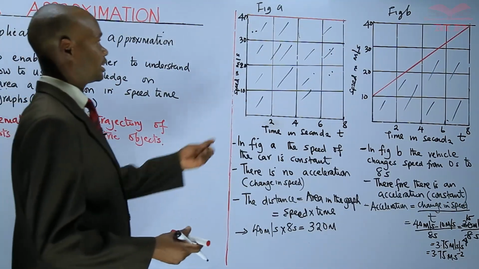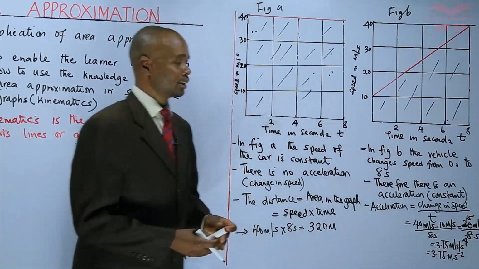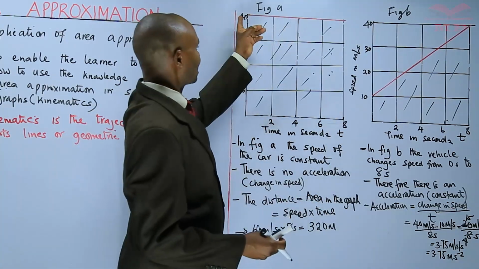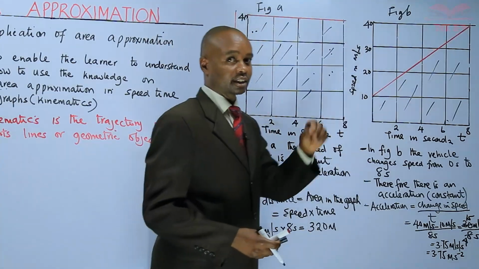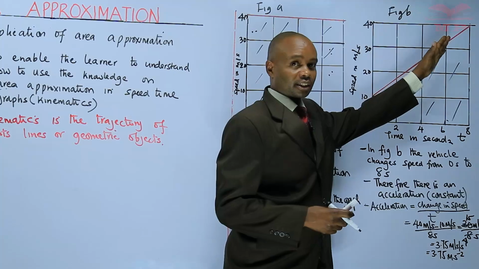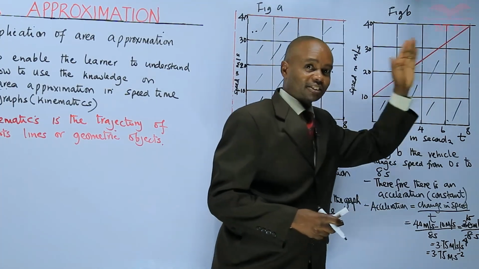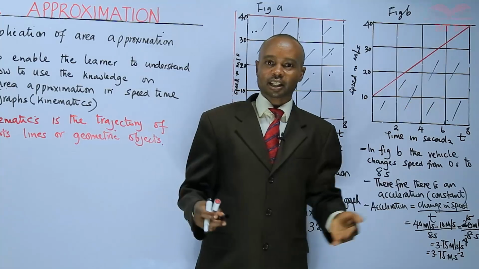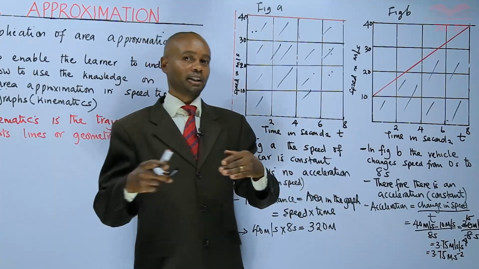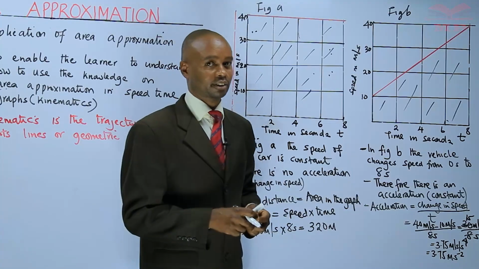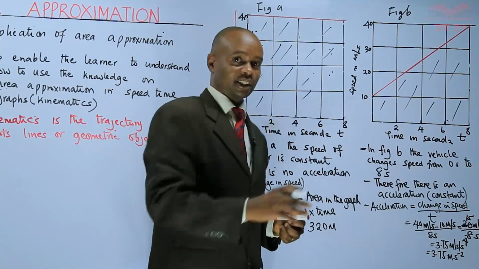So we learned that the area under speed time graphs gives the distance. When that line is straight, there is no change in speed. But when you see it sloping, there is a positive change in speed. Like if you boarded a matatu today, you saw the driver accelerating the vehicle. It started from 0 and moved to a speed.